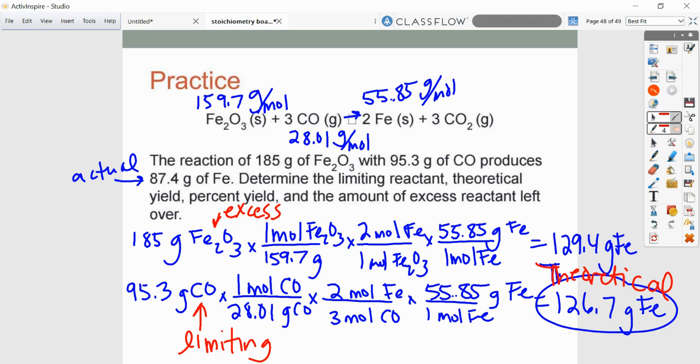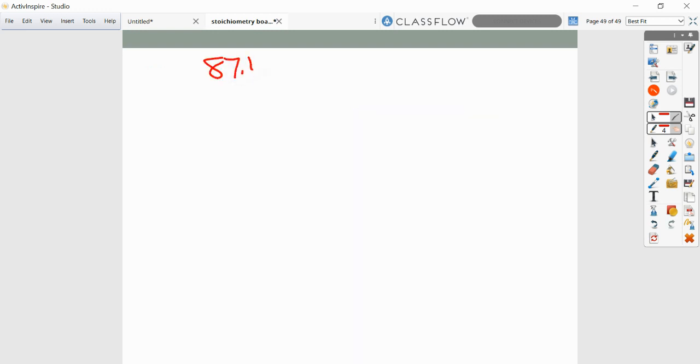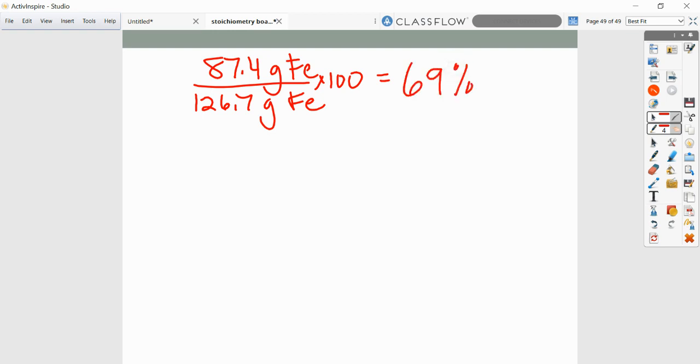At this point, you've determined that the theoretical yield is 126.7 grams of iron, and that the limiting reactant is carbon monoxide, while the excess reactant is iron 3 oxide. If we wanted to calculate our percent yield, it's 87.4 grams of iron over 126.7 grams of iron, which is the theoretical, times 100. This would give us a 69% yield.